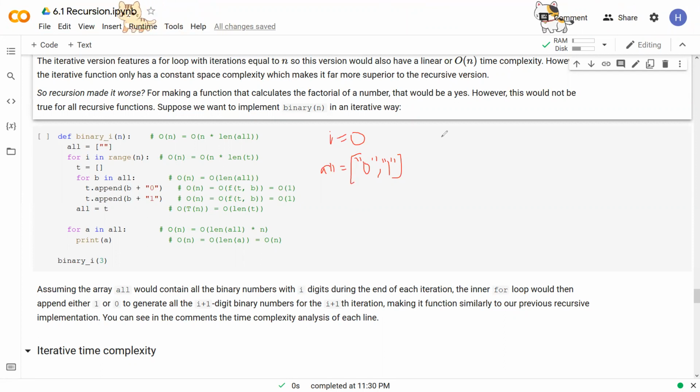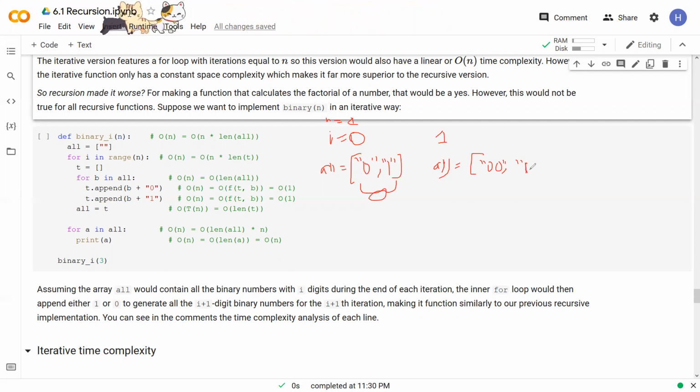And then pag i equals 1, ayun pa rin yung result pag i from i equals 0 to i equals 1. I mean, pag i equals 0, siya yung first iteration. Papasok lang siya dito pagka n equals 1, di ba? n equals 1. So, one digit na binary numbers. Then, for the next iteration 1, ang all natin after this loop, you'll notice na all, laman niya is lahat ng 2-digit na binary numbers.